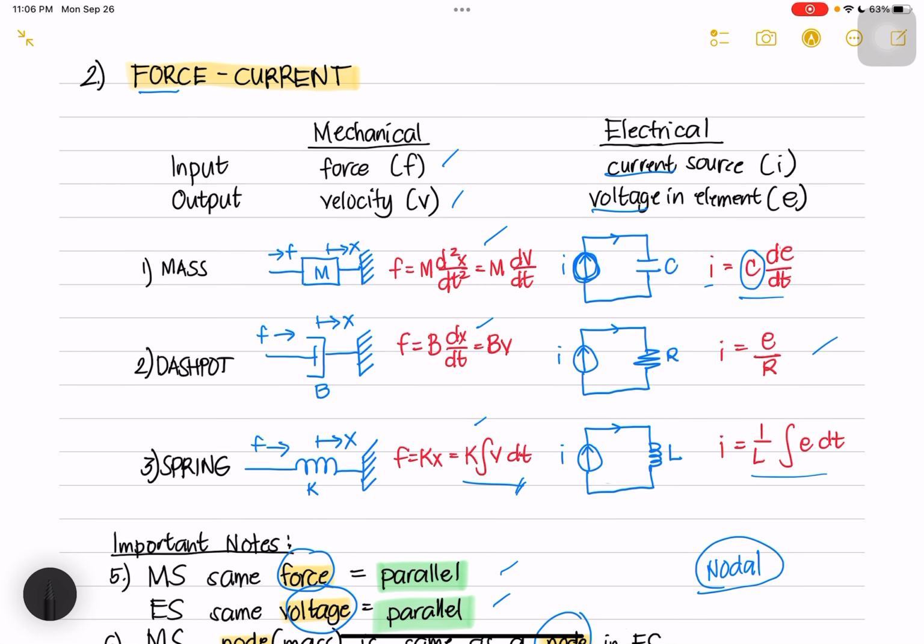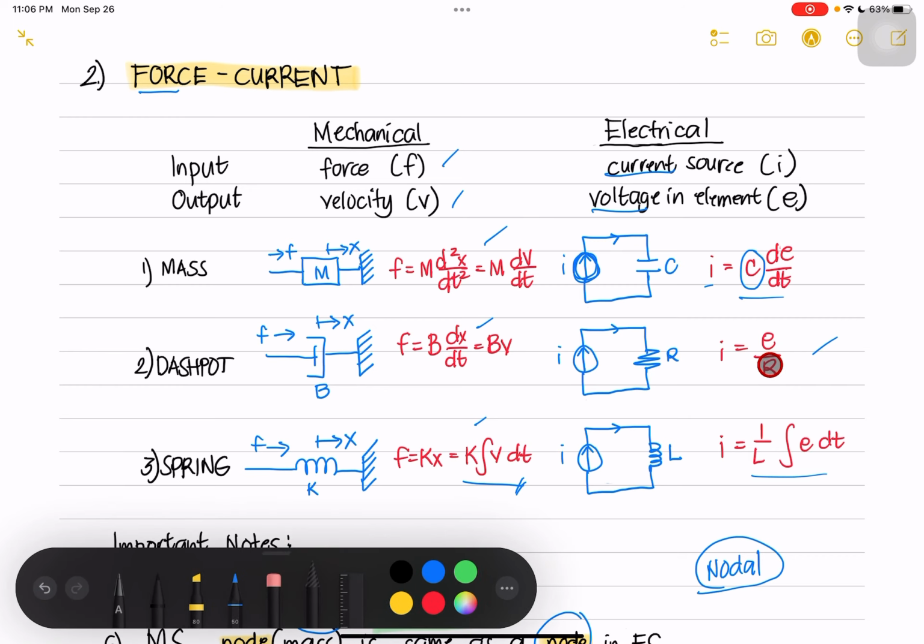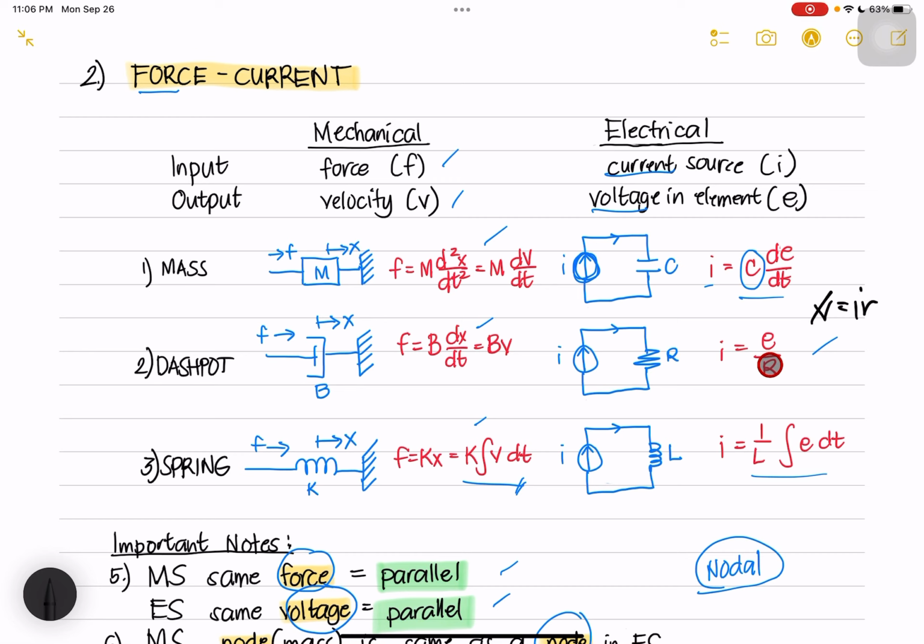So, again, for mass, we have capacitance. So, I is equal to C dE over dt. Next, for the dashpot, same pa din, hindi nagbago, resistance. Okay? I is equal to E over R. So, again, this is from the formula V is equal to IR, wherein V is E. So, E is equal to IR. Pag over R natin pareho, I is equal to E over R. So, review lang to ng electrical systems concepts nyo.